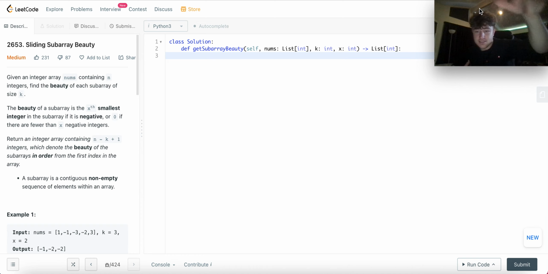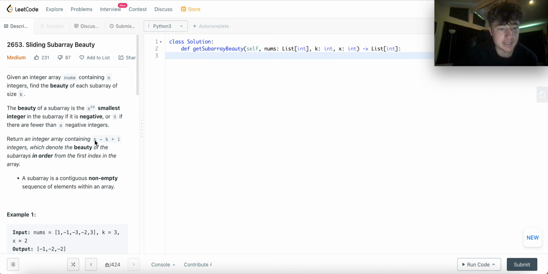This is sliding subarray 2653, the beauty. Given an integer array nums containing n integers, find the beauty of each subarray of size k. The beauty of the subarray is the xth smallest integer in the subarray if it is negative, or 0 if there are fewer than x negative integers.